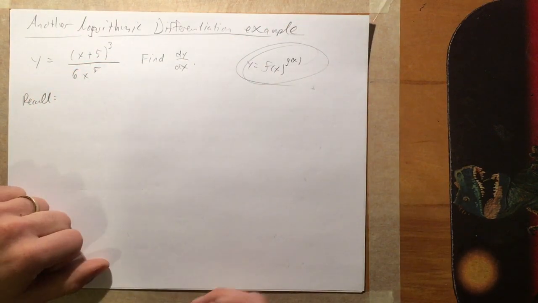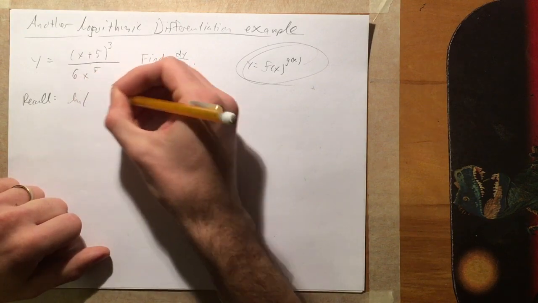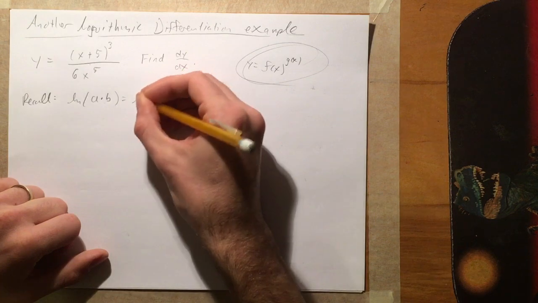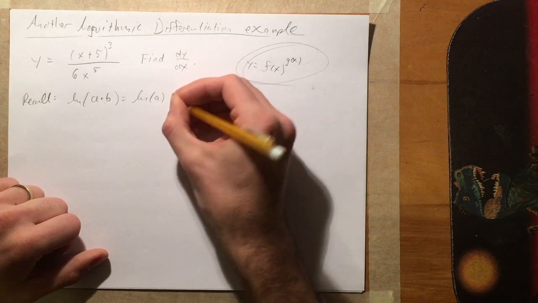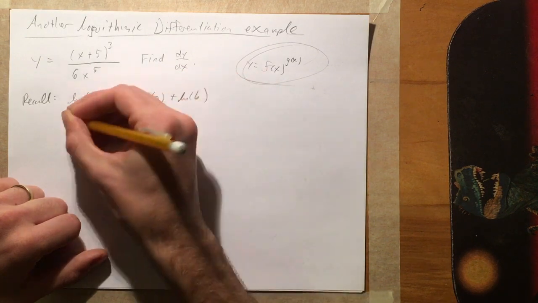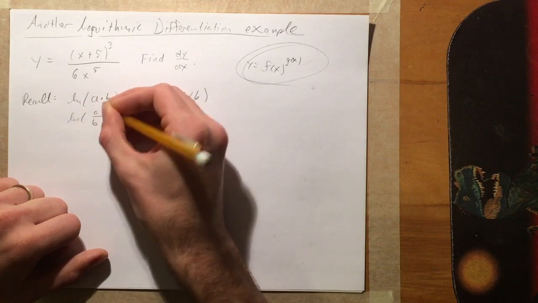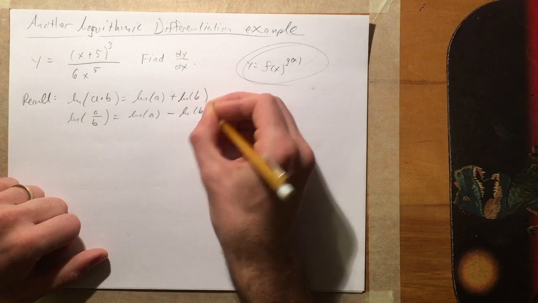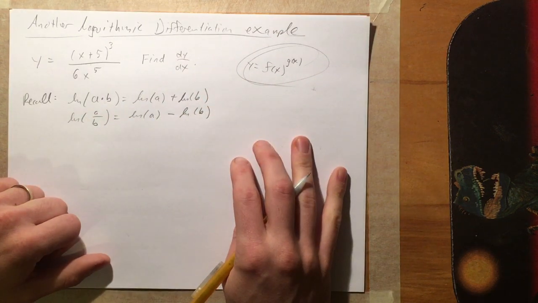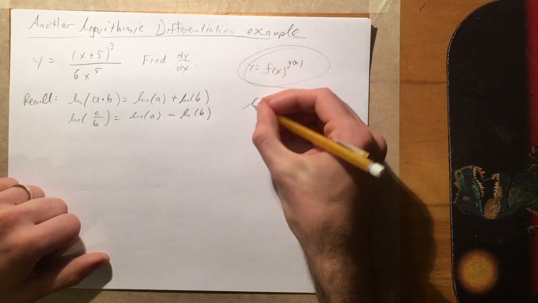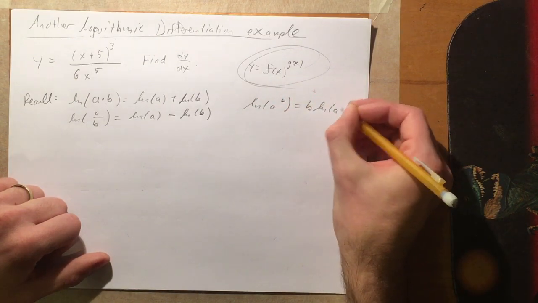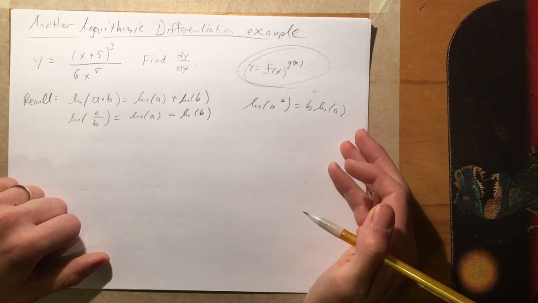The alternative approach is going to use some more exponent rules. So remember that if you have the log of a times b, you can separate that out as log of a plus log of b. And if you have log of a divided by b, that's log of a minus log of b. So those two logarithm rules, along with the one I mentioned before, where you can pull the power out like that, can help us simplify things down.